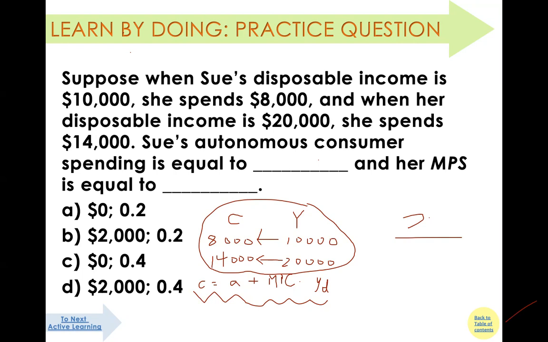So now 0.6. That just means MPS equals 1 minus 0.6, which equals 0.4. So this is MPS. Now, how are we going to find the autonomous consumer spending? We rely on the equation I just wrote on the whiteboard: C equals A plus MPC times YD. And then we just plug in one of the observations. For example, the first observation: when your income is 10,000, you consume 8,000. So you have one equation, 8,000, which is C, equals A plus 0.6, which is MPC, times 10,000. And then we can easily get the autonomous spending equal to 2,000.